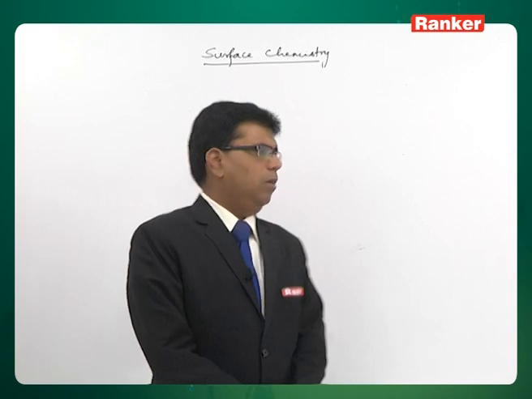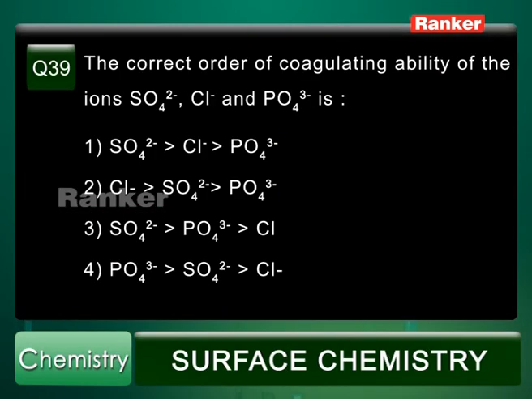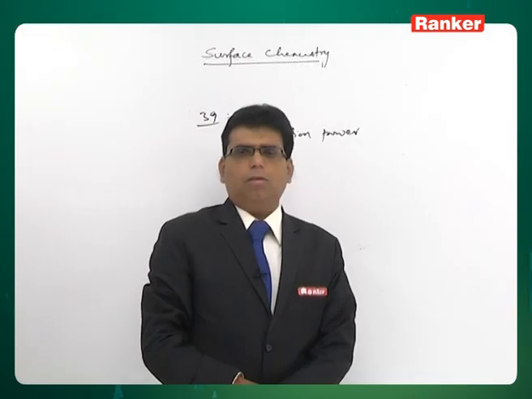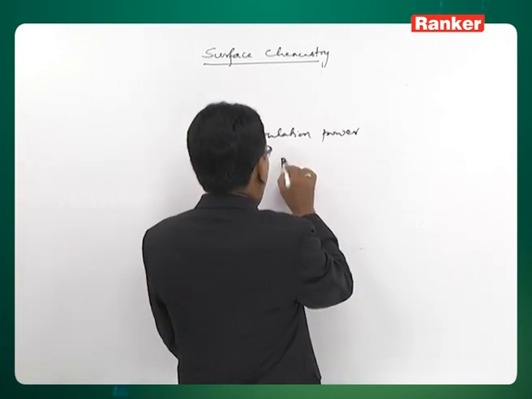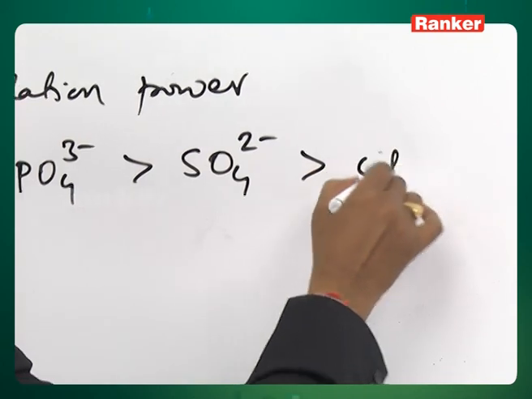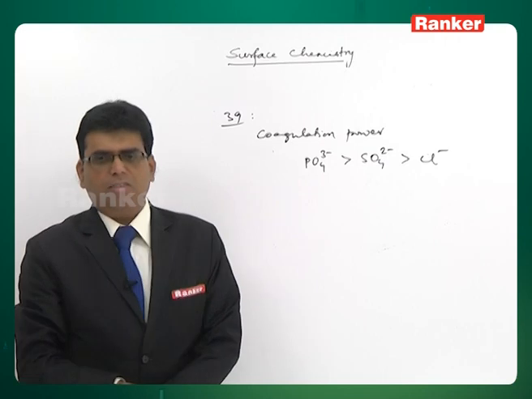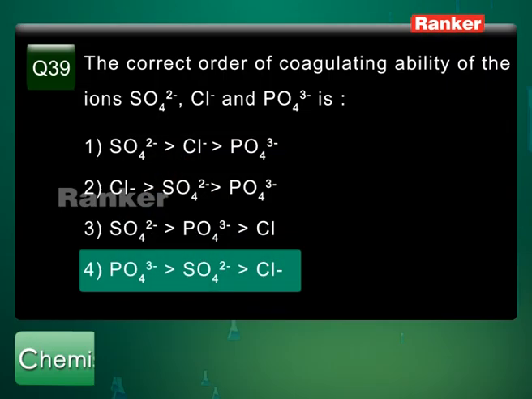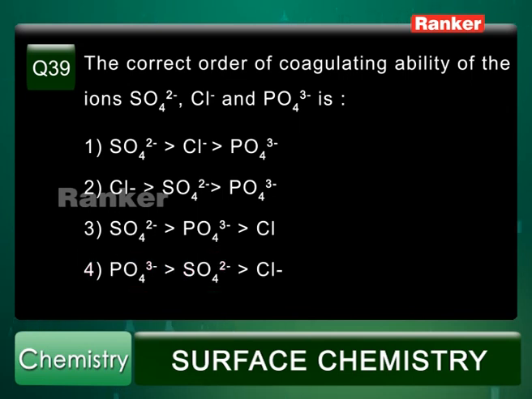Next, now let us look at the question number 39. This is regarding the coagulation power of ions, that the correct order of coagulation power of ions of different charges is that phosphate greater than sulphate greater than chloride. So, it is phosphate greater than sulphate greater than chloride, that is option 4, the correct answer.